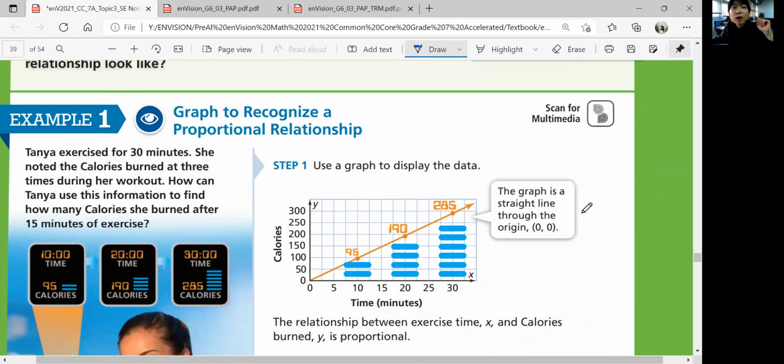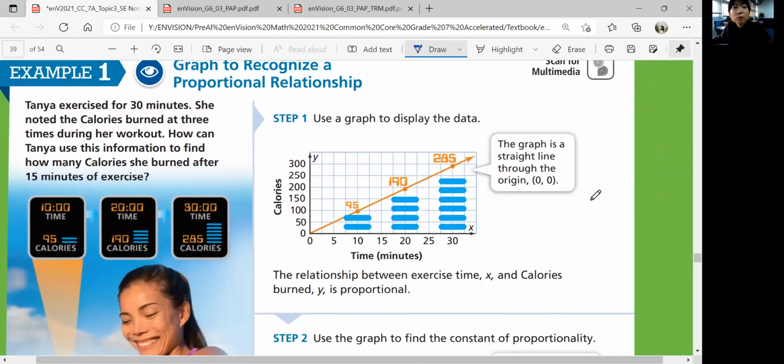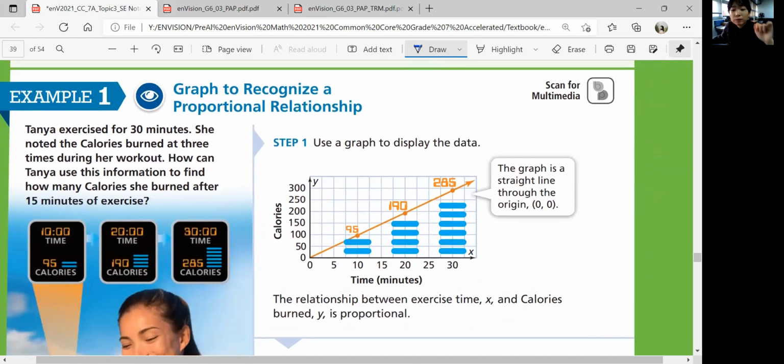So think about what a graph of a proportional relationship would look like in this lesson. Look at example 1, graph to recognize a proportional relationship. Tanya exercised for 30 minutes. She noted the calories burned at 3 times during her workout. How can Tanya use this information to find how many calories she burned after 15 minutes of exercise?